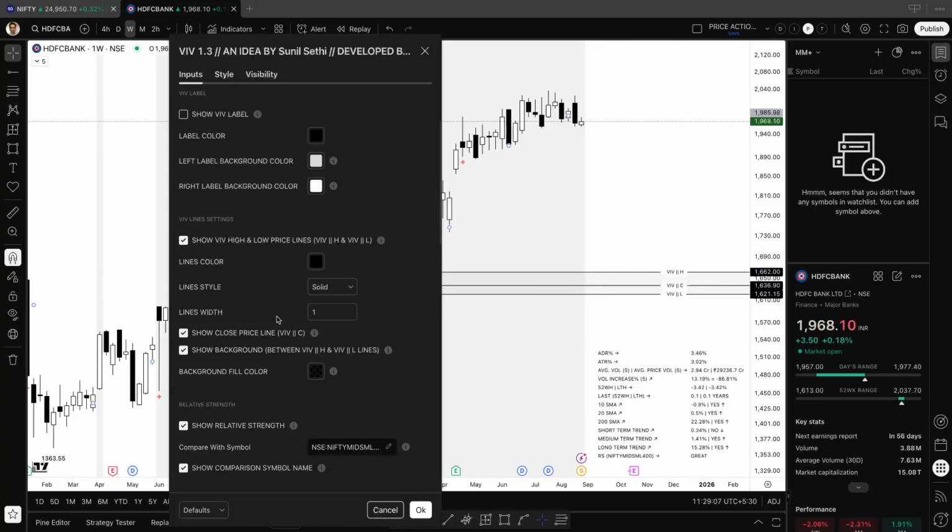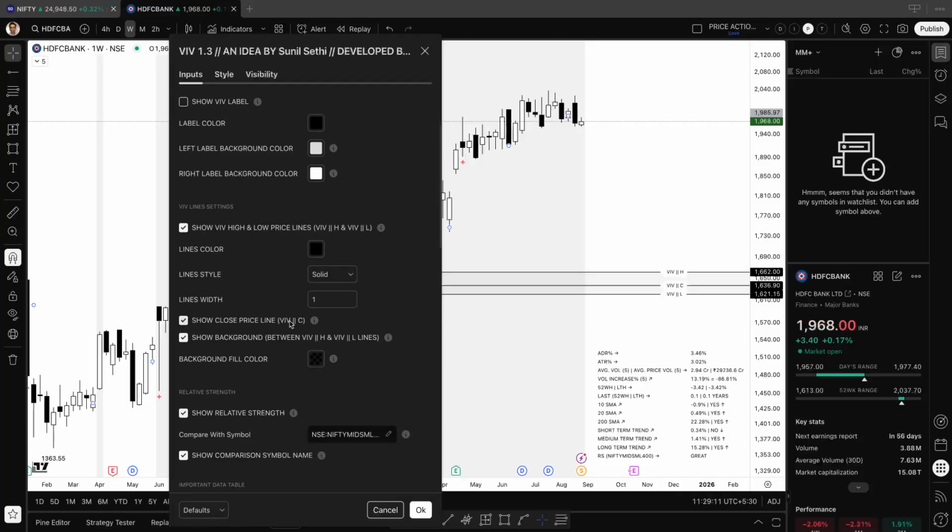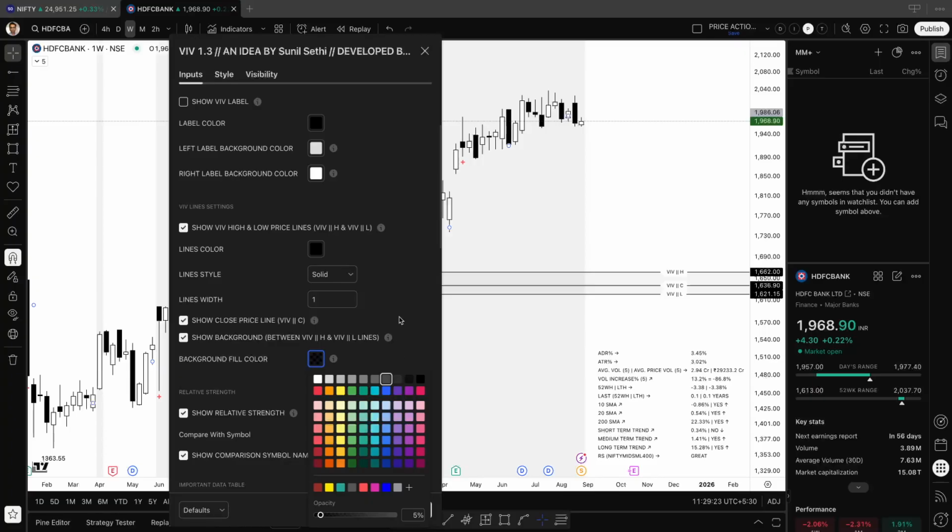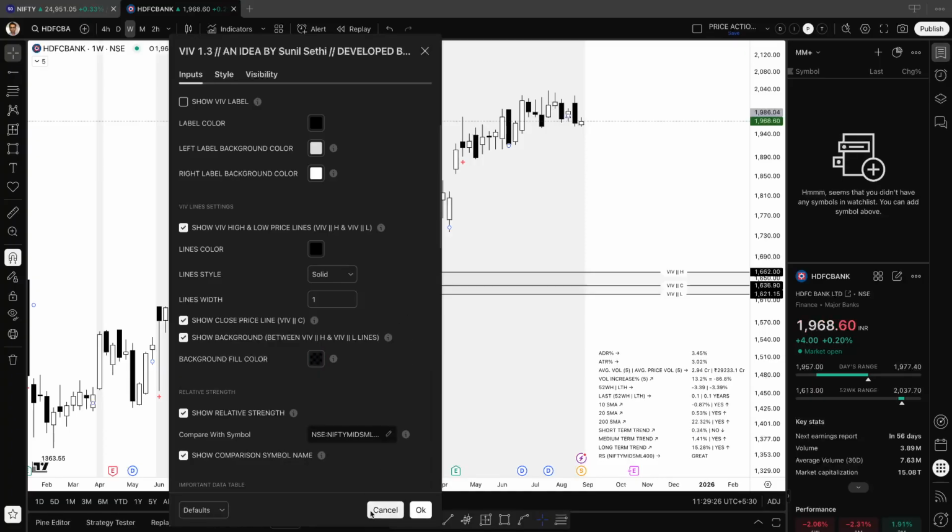Also, you have an option to either show the close price or also the background between this zone. Okay, so you can also change the background color to whatever you want to use. So you have the ability to show the most important zone.